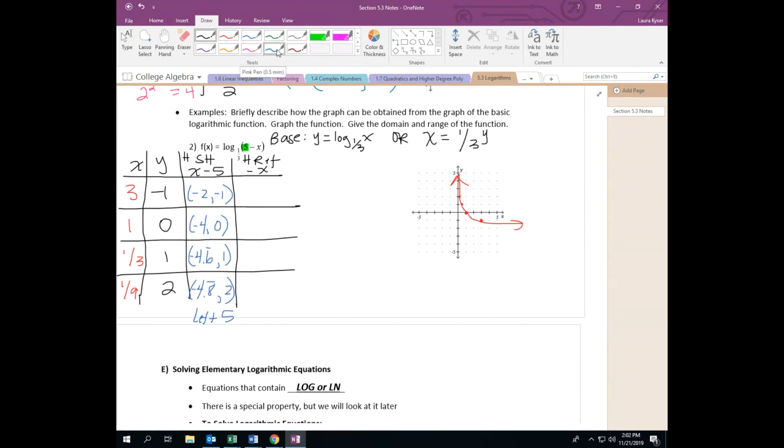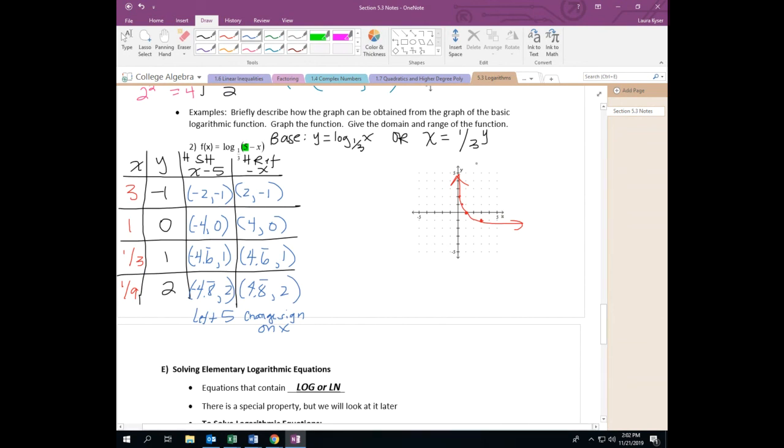And I'll make myself a little note here that I am changing the sign on x, which is going to make this -2 a +2, and -4 becomes a 4, and -4.6 repeating becomes 4.6 repeating, and -4.8 repeating becomes +4.8 repeating.